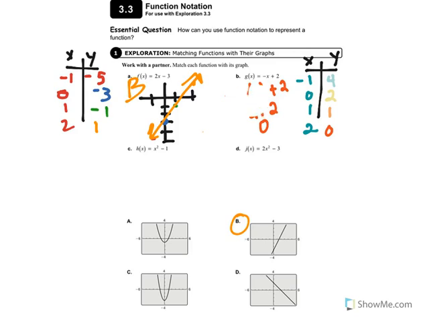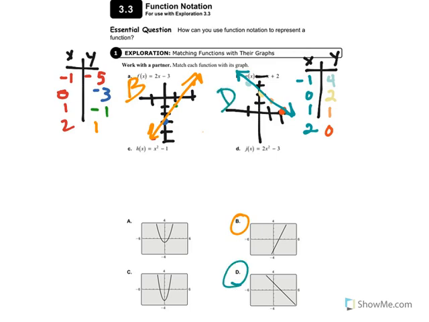Okay, so if I were to graph this, a little itty bitty graph. I've got negative 1, 0, 1, 2, and 1, 2, 3, 4. So I've got negative 1, positive 4 right here. I have 0, 2. I've got 1, 1, and 2, 0. So I have a graph that looks like that. And that looks like D.